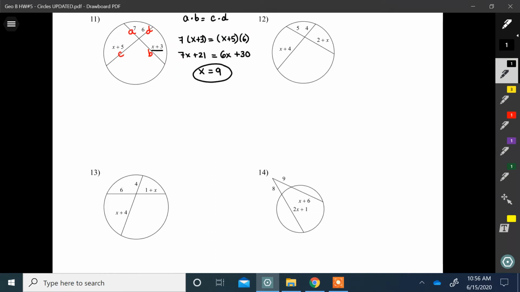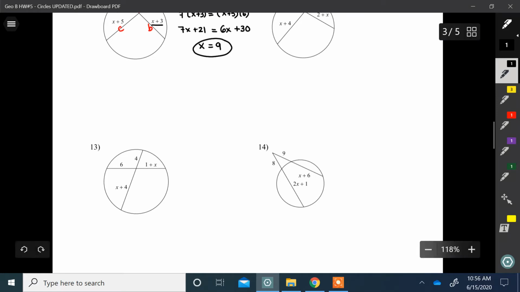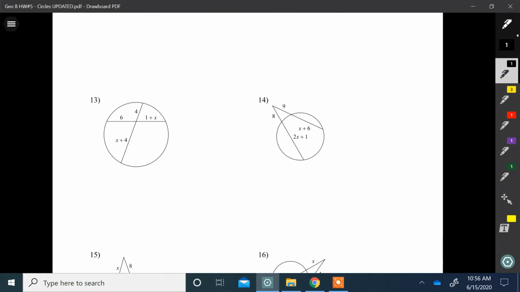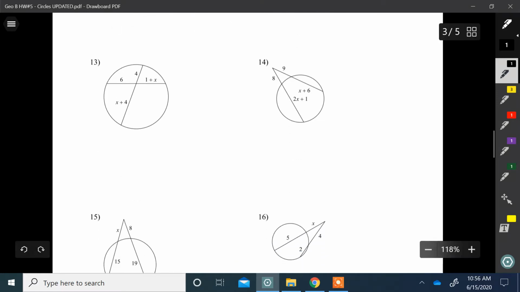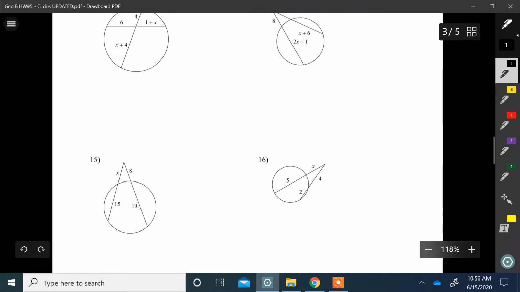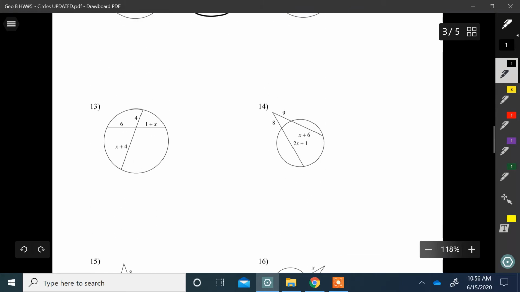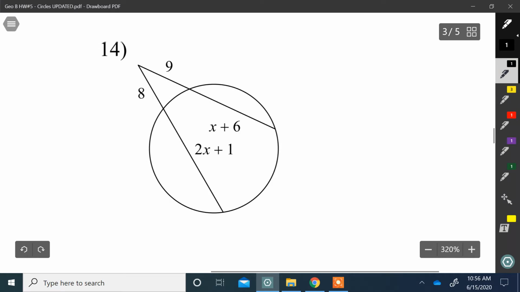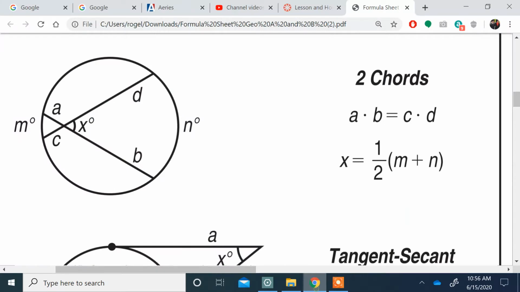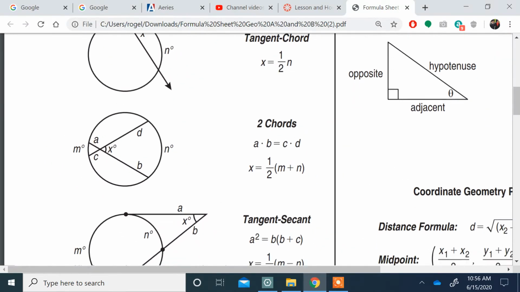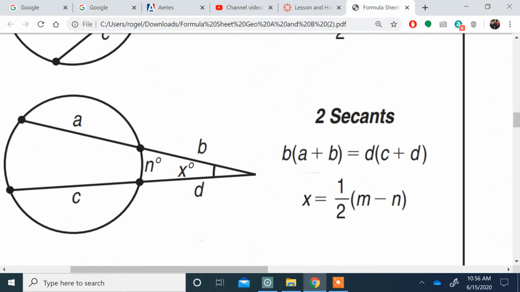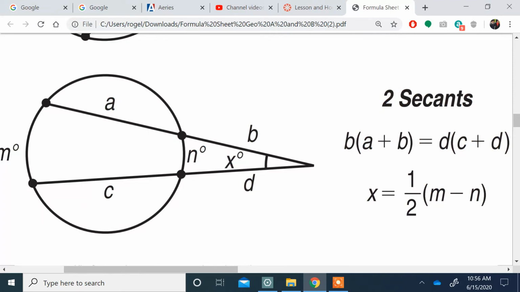Number 12 and 13, very similar. So what I'm going to do is I'm going to do number 14 because that's the one that looks different. Okay, so number 14 here, I'm going to look at my formula sheet and see which one is the one that I have to use. Okay, so if I look at my formula sheet, it's like no, no, no, oh, yes, that looks very similar.